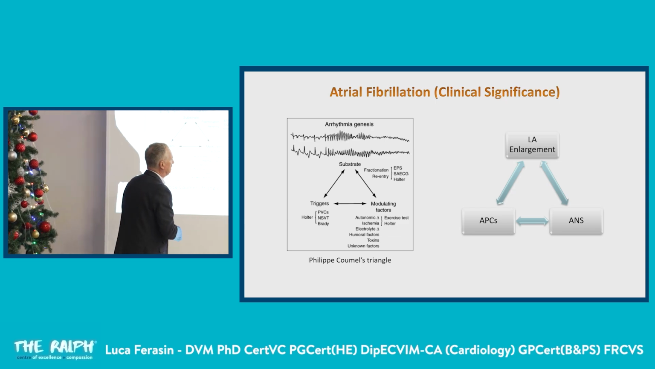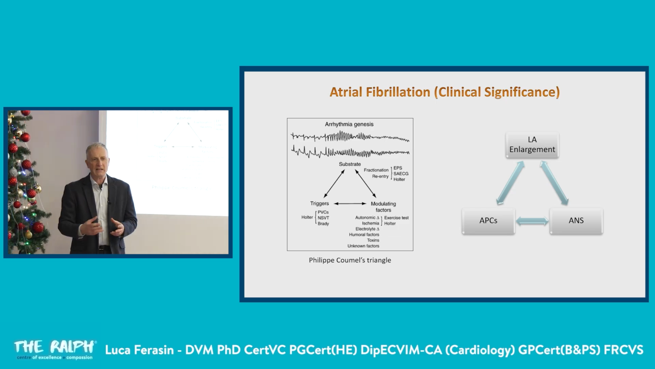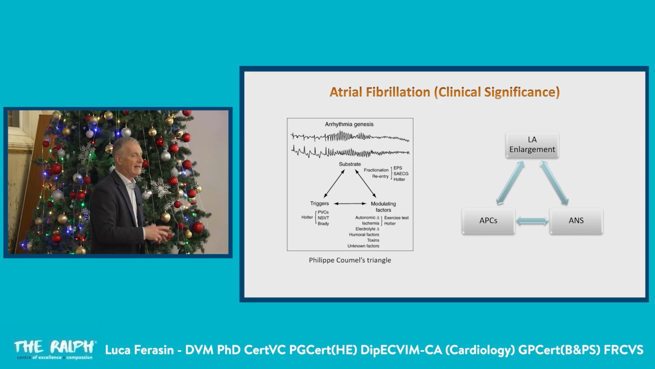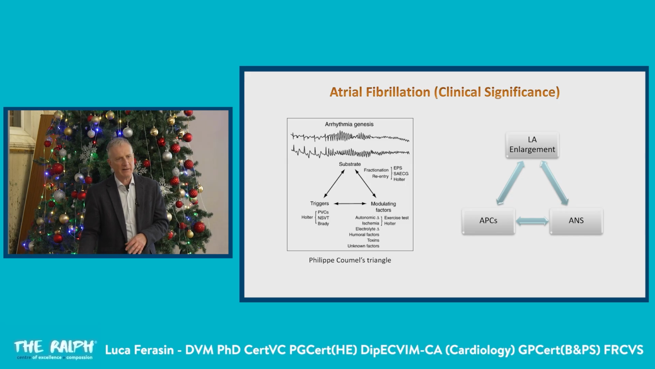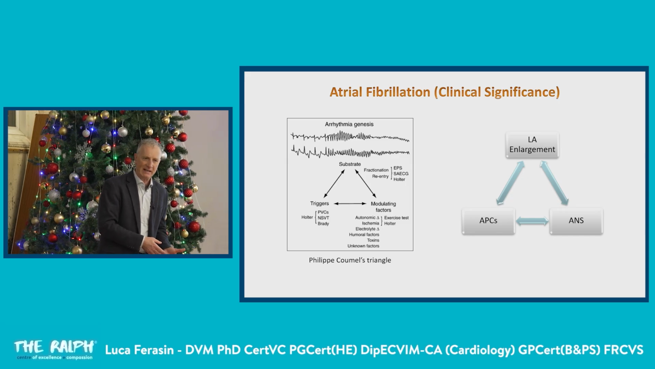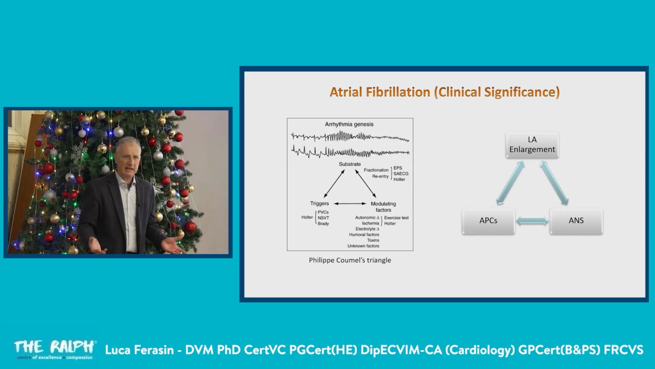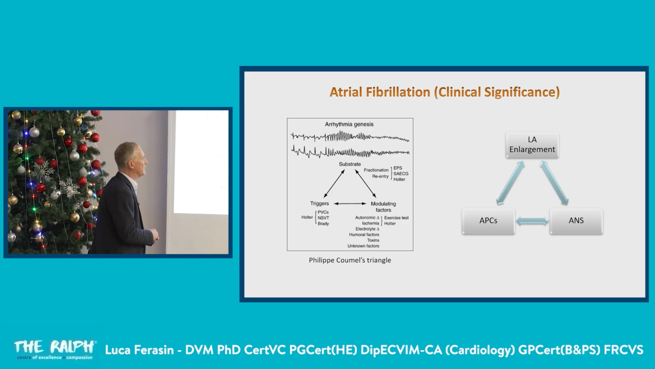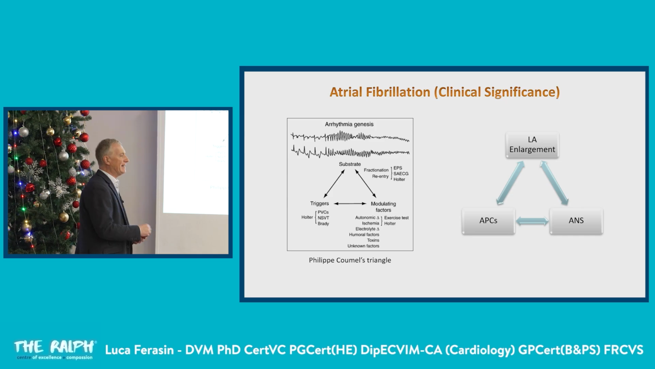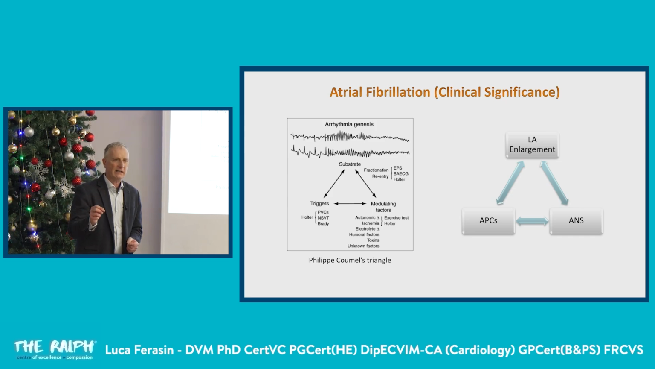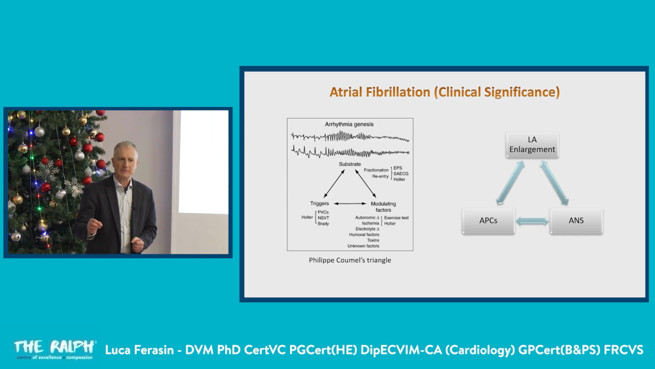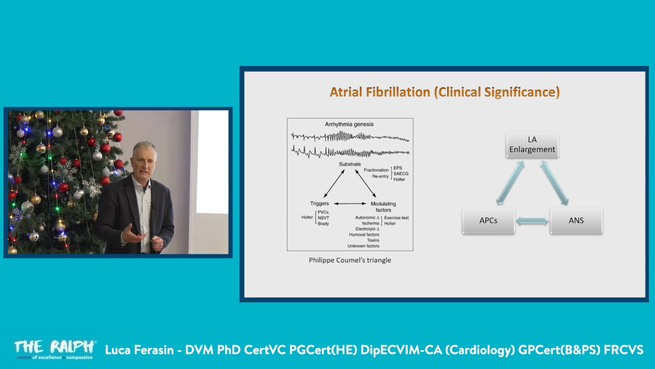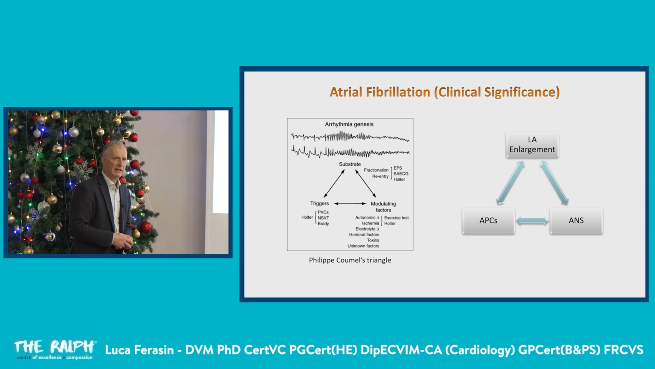And then we've got, as a modulating component, the autonomic nervous system, either with increased sympathetic tone or with increased parasympathetic tone. Both can increase the probability of having a sustained atrial fibrillation. And then the trigger is a premature complex, in this particular case, an atrial premature complex. So if you have all these three, then you've got sustained atrial fibrillation.